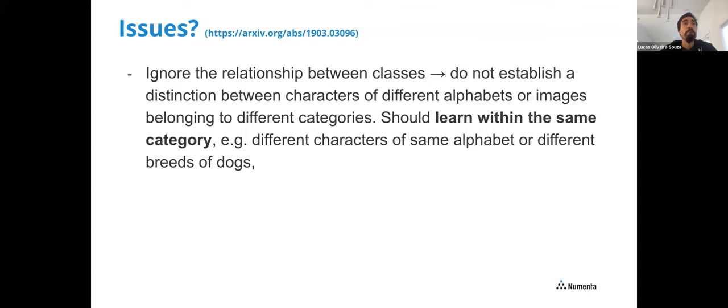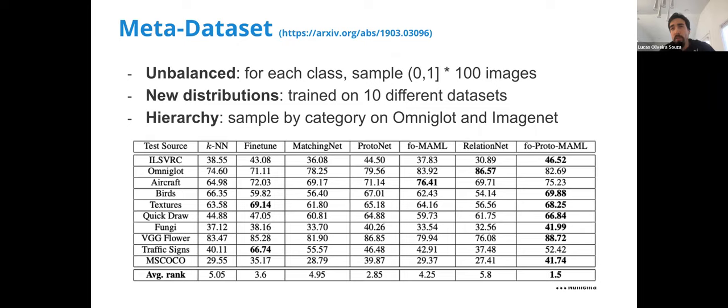So one proposal that came out, I think this last year, from U of T with Google and OpenAI, is the meta data set, which is kind of inspiring, the CVPR 10 task vision benchmark. They try to address these main issues. Here we have a combination of 10 data sets, and tasks can be composed of these different data sets. It's the same model being learned, so it's not a continual learning scenario. It's just 10 different data sets mixed. It's unbalanced. For each class, we always sample a random number from 0 to 1, times 100 images.